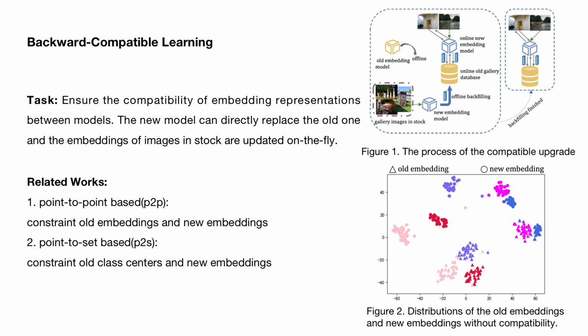Existing works can be divided into two categories: point-to-point based methods and point-to-set based methods. P2P methods constrain old embeddings and new embeddings. P2S methods constrain old class centers and new embeddings.